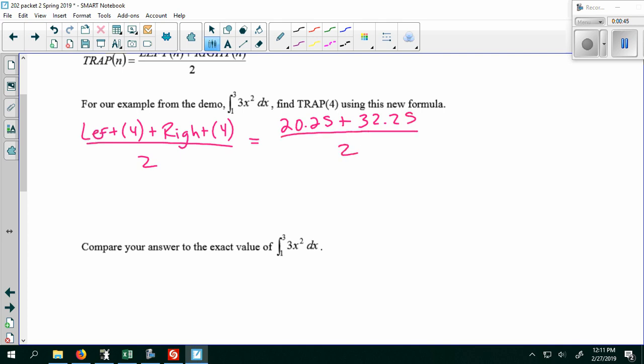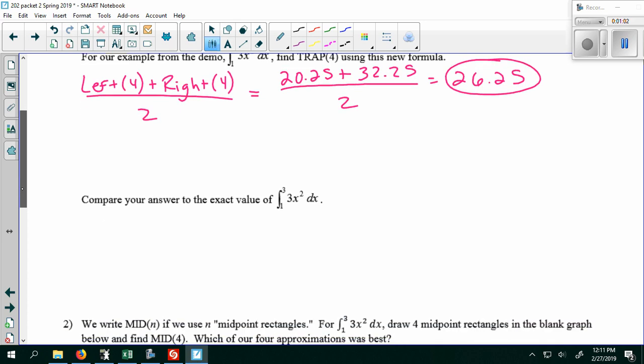Average those, and you get 26.25, which agrees with the value I got for trap 4 when I actually drew trapezoids. So we have a nice quick way of calculating trap 4 without drawing trapezoids and calculating their areas and adding them all up.